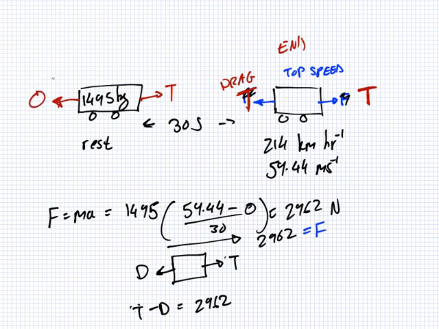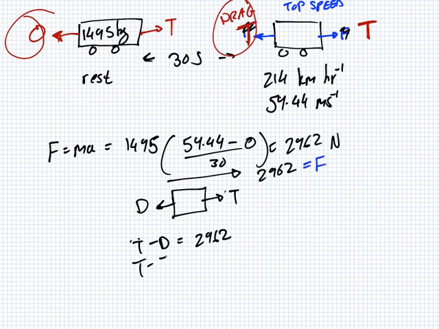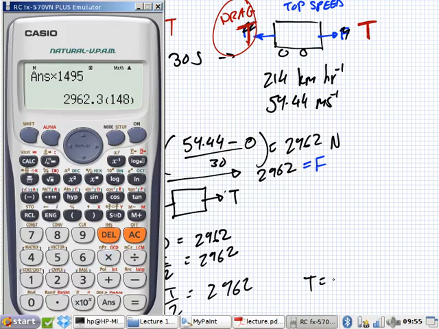So the drag goes from 0 to T. So if we use an average, what should we use? T over 2, yeah. So this is T minus T over 2, which equals 2962. So T over 2 equals 2962. So T is twice this. That's the T.